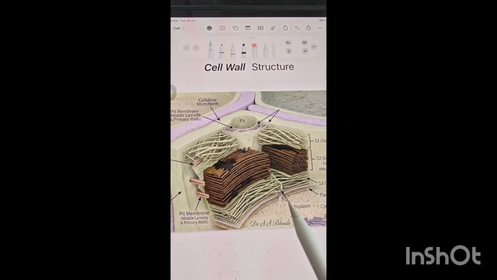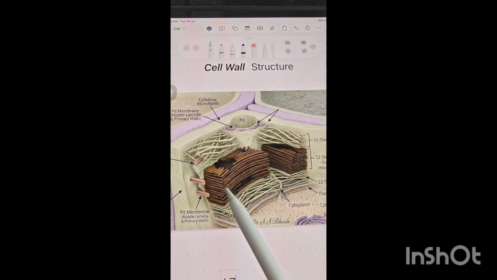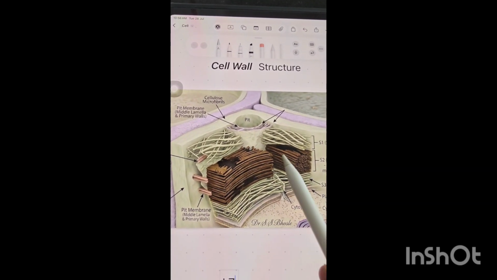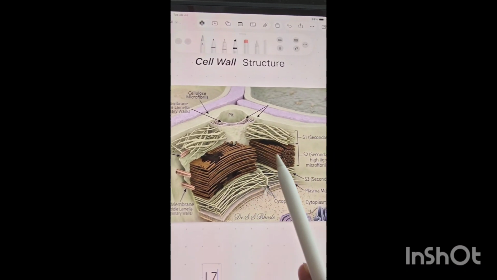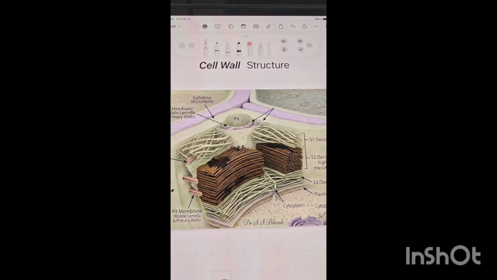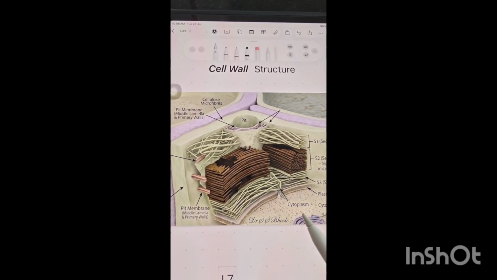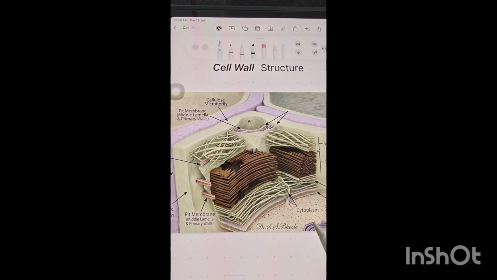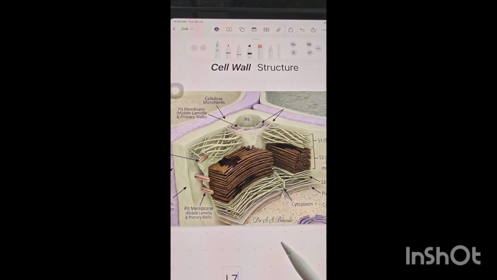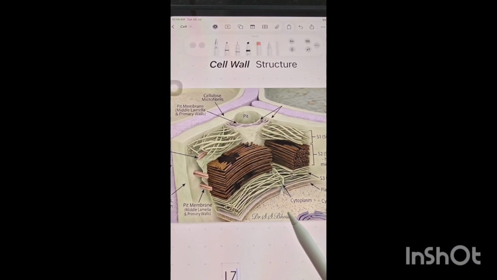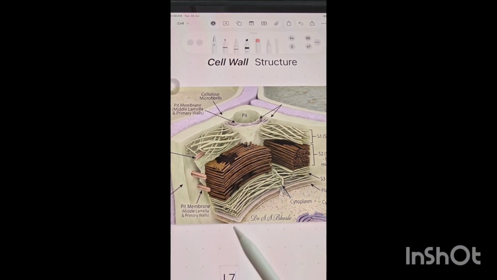In the primary stages, the primary cell wall is there, and once the cell grows, the harder layer is formed by the secondary cell wall, layers 1, 2 and 3. Most importantly, the function of the cell wall is protection. It also provides shape to the cell. So the cell wall is not just a single layer, but a complex structure which is present in the plant cell.